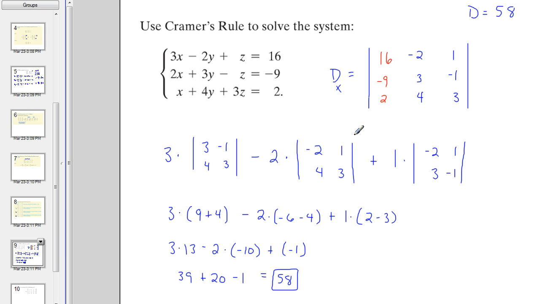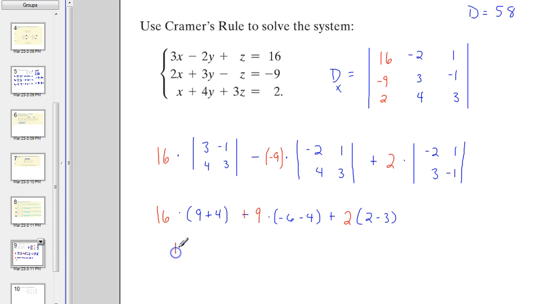Now, the nice thing about it is, because I'm using this column, these other matrices are all going to stay the same. So all I need to do for the next one is replace 3 with 16, the 2 with negative 9, and then the 1 with the 2. Alright, all the way through this work.